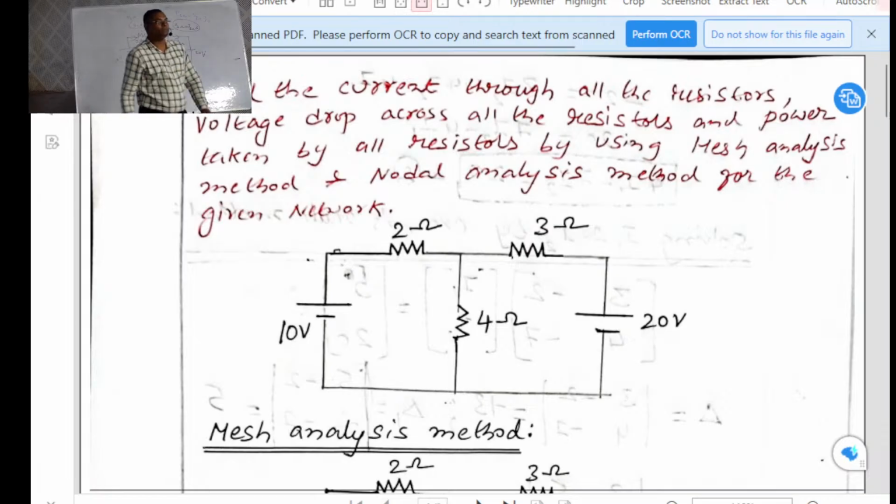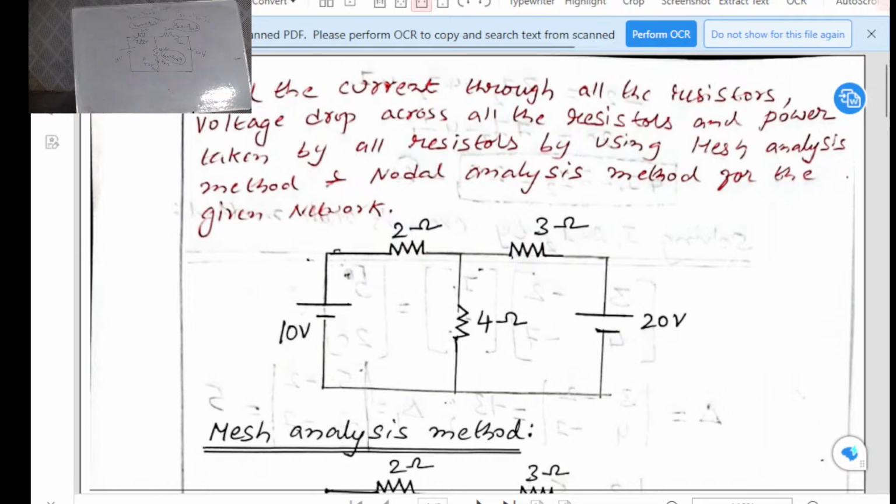This is the target. We have to find out by using mesh and nodal analysis. This is our target for a 10 marks question: find the current through all the resistors, voltage drop across all the resistors and power taken by all the resistors by using mesh analysis method or nodal method. Both methods we have to do, and we'll get the same answers.